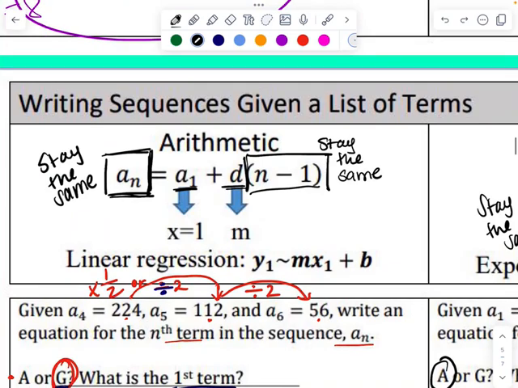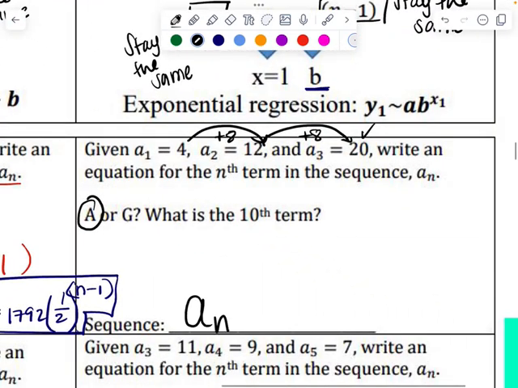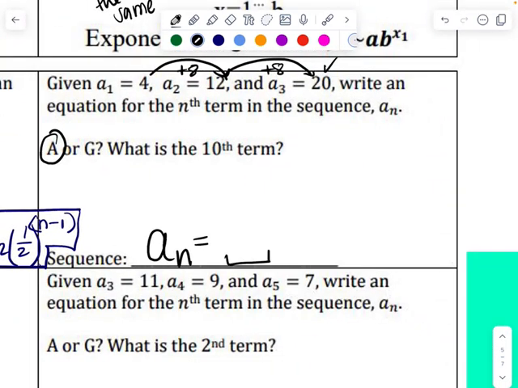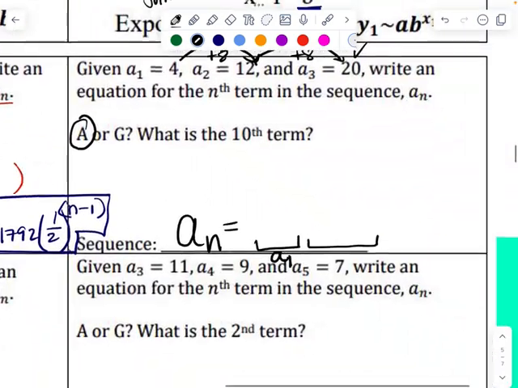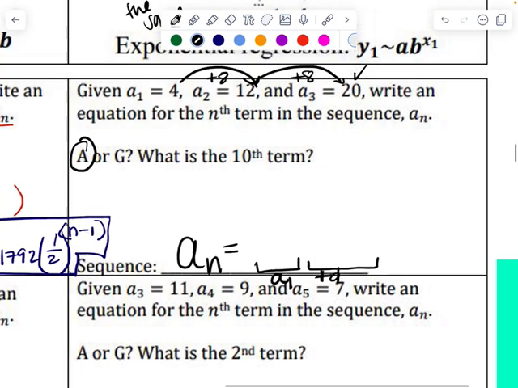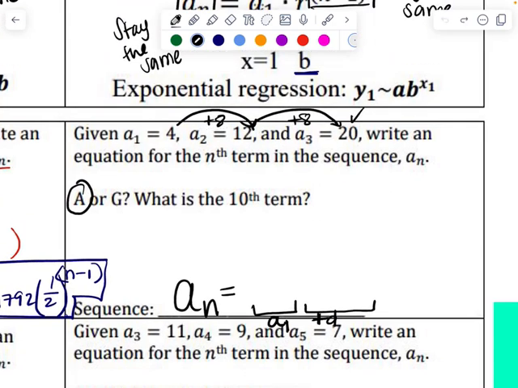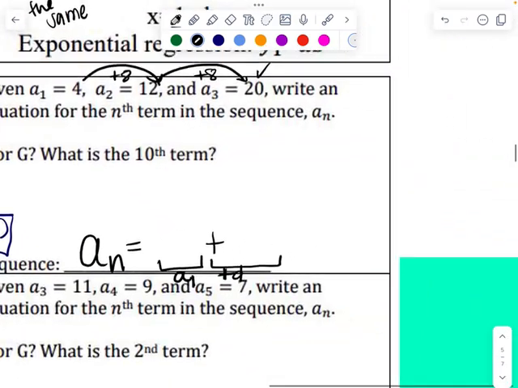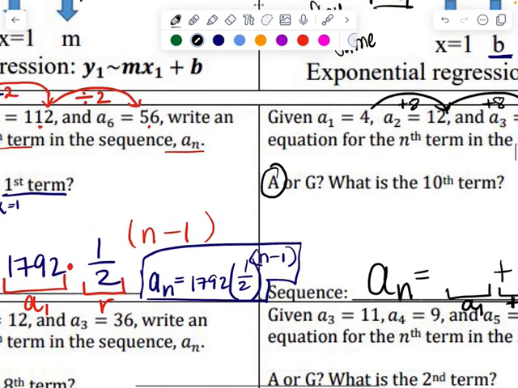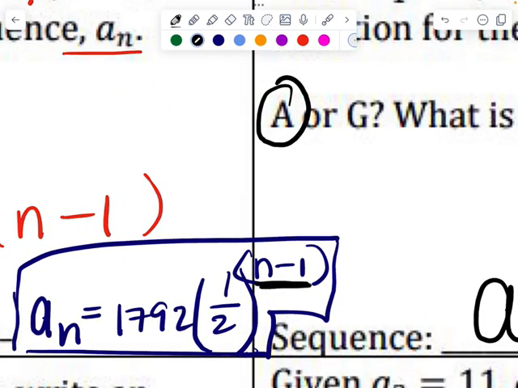So my sequence, a_n, I'm just following that format, equals a_1, so I need to know a_1, and I need the difference here, plus the difference. Now, this could be minus the difference. It just depends on, is it increasing or decreasing right here? Since I'm going up by 8, it's going to be plus your difference. And then I've got n minus 1. This time I wrote it nice and big on the side. On here, I wrote it as an exponent. So do notice that yours should be an exponent.